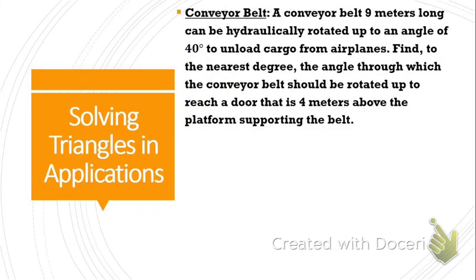Conveyor belt. A conveyor belt 9 meters long can be hydraulically rotated up to an angle of 40 degrees to unload cargo from airplanes. What are they talking about? Hydraulically, what are they doing? Can anybody explain to me before we read any further in this problem? They're unloading cargo. How high off the ground are airplanes? High. A lot higher than it looks, right? Like when you get up close to them, these things are enormous.